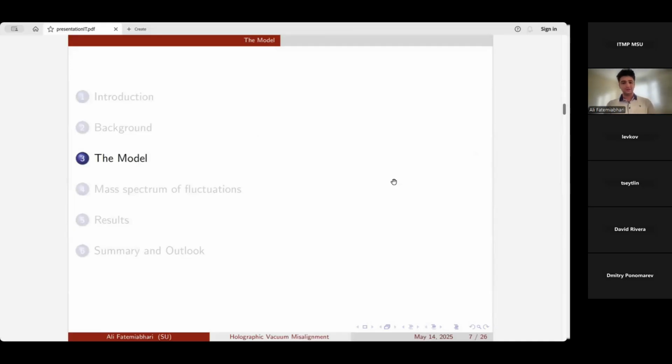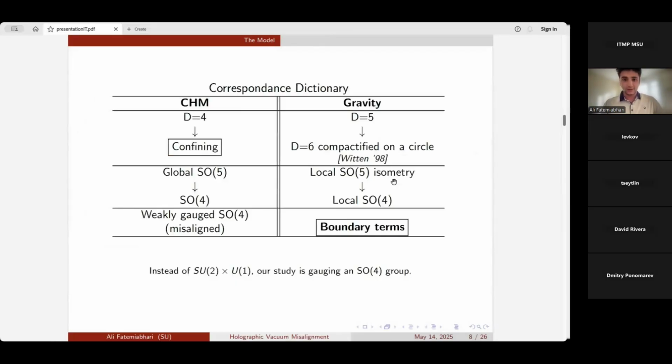So this was the field theory description. We want to write a gravity model which captures as many properties as we can. So we want a 4-dimensional field theory. This 4-dimensional field theory normally should be represented by a 5-dimensional gravity. But we want this 4-dimensional field theory to be confining and to produce a mass gap, basically.